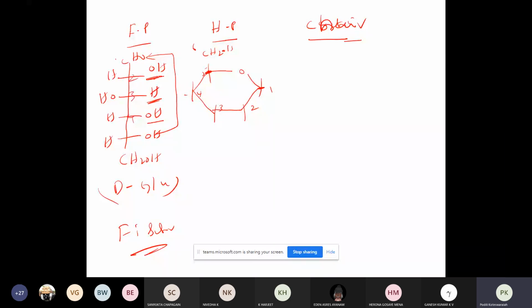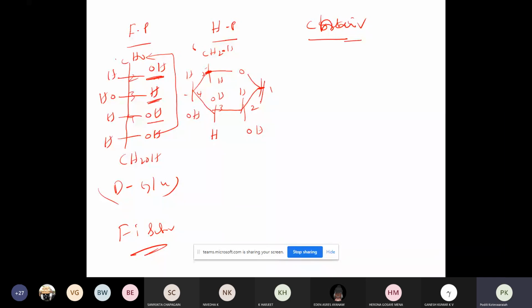The substituents that are present on the right side in the Fischer projection should be written down in the Haworth projection. For example, on the second carbon, OH is on the right side, so OH should be written down. On the third carbon, H is on the right side, so H should be written down. On the fourth carbon, OH is on the right, so OH should be written down. Here OH is down means H is up; H is down means OH is up.